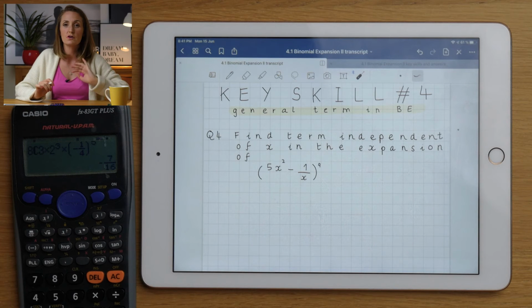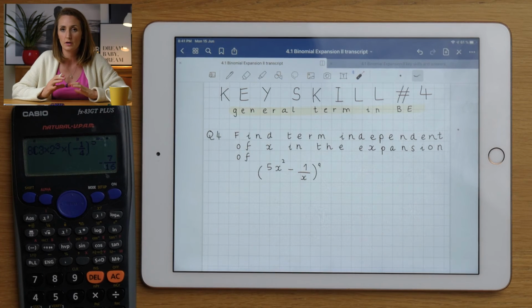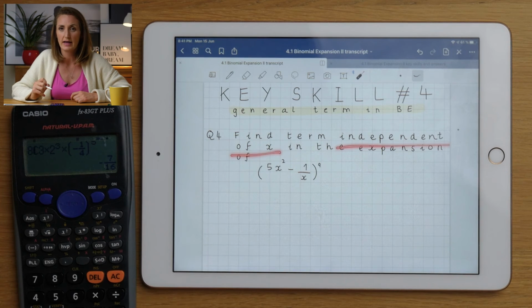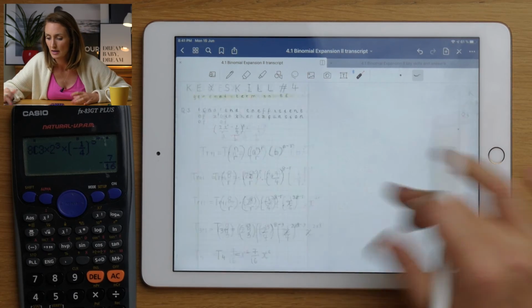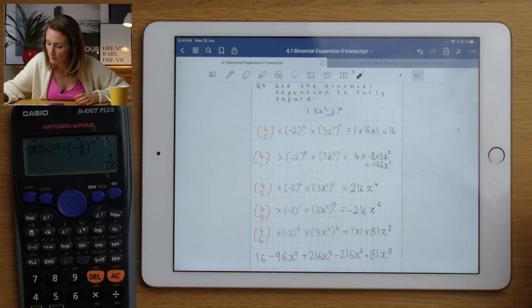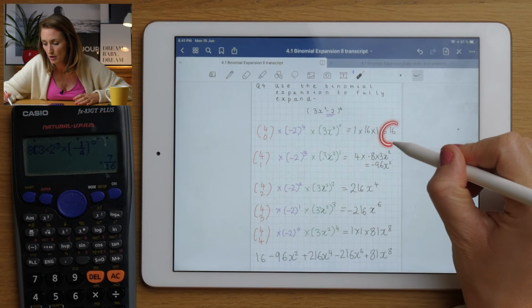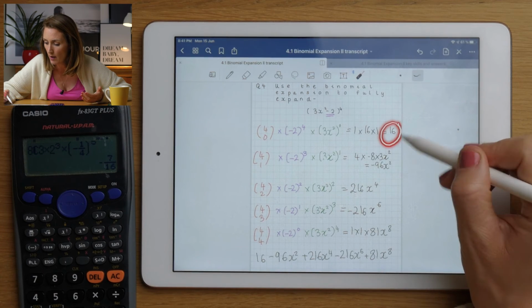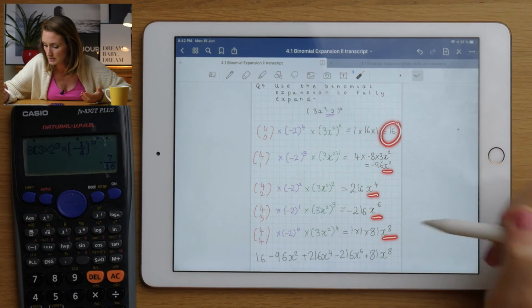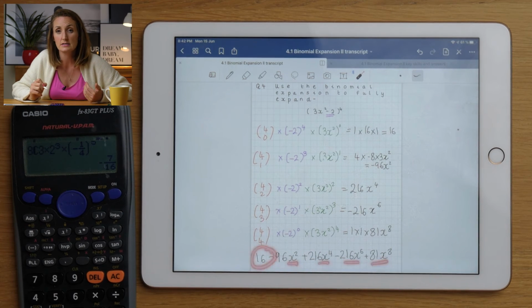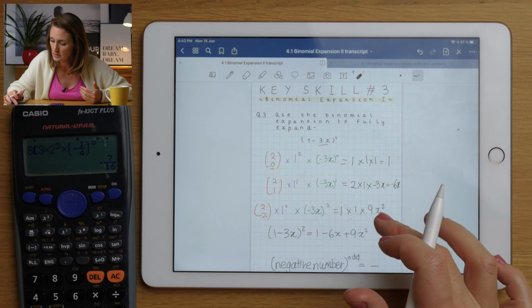Okay, in question 4 it's very similar, but sometimes the wording throws people. The question says, find the term independent of x. So you're basically looking for a number without an x. So let's see if we can find one from a previous example. For example, in this expansion here, the term independent of x would be 16 because it doesn't have an x with a power. Every other part of the expansion has got x to some power. So this one here, the 16, is independent of x.